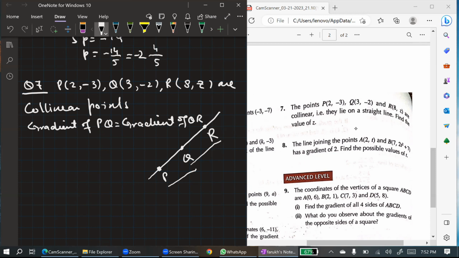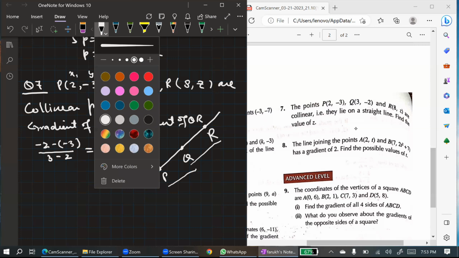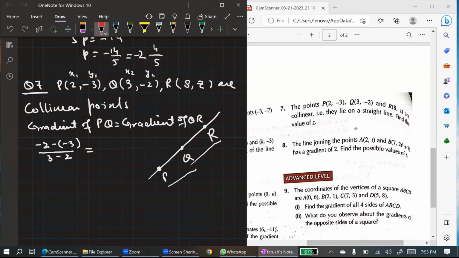We will name P and Q as x1, y1, x2, y2. Gradient of PQ is minus 2 minus minus 3 over 3 minus 2. Now we will name Q and R as x1, y1 and x2, y2. We will name Q as x1, y1 and R as x2, y2.